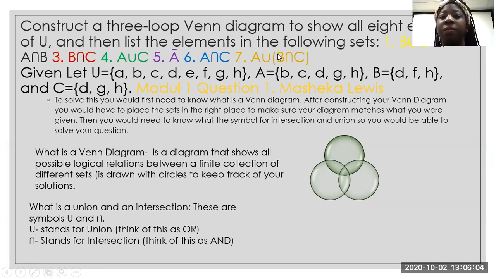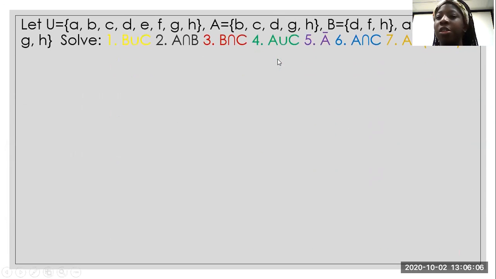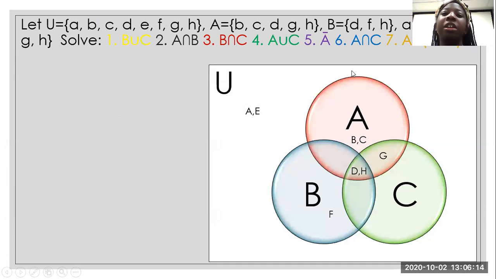So let's go to the first question. Let's solve the first question. I think it was better, right? No. Okay, let's construct our diagram first.